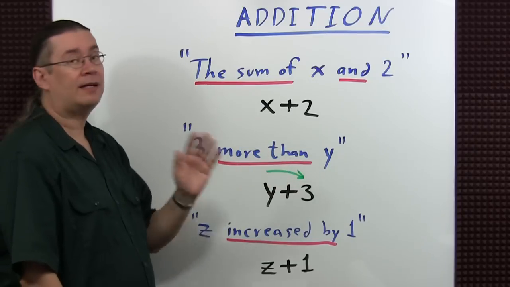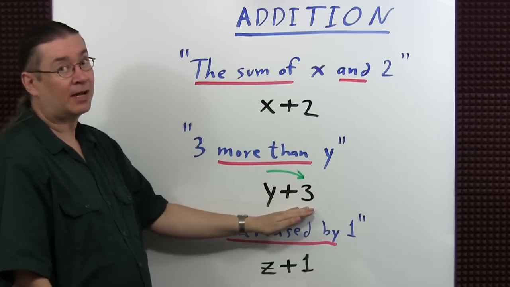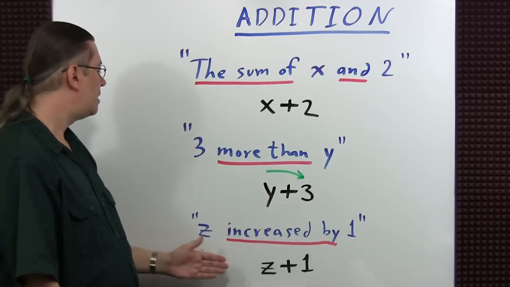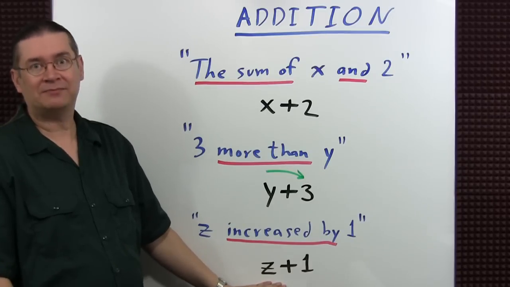3 more than y is a bit sneaky. You actually put the 3 at the end of the expression, not at the beginning. So you get y plus 3. Z increased by 1 becomes z plus 1.